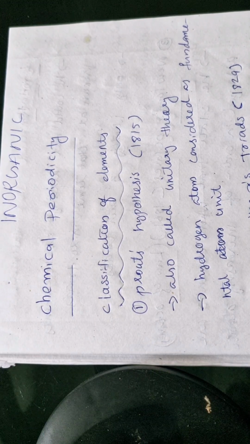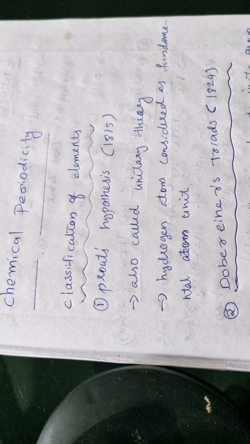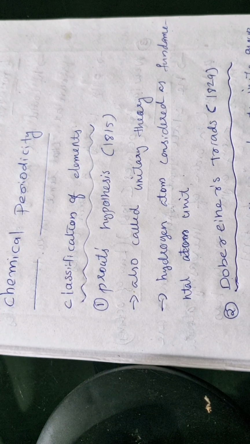The first classification of elements is Prout's hypothesis. This is the first theorem, and it was made in 1850. This theory is also called the unitary theory. In this theory, the hydrogen atom is considered a fundamental unit. This is the smallest theory. There is no need to study more about this.